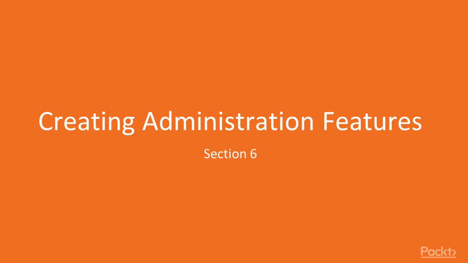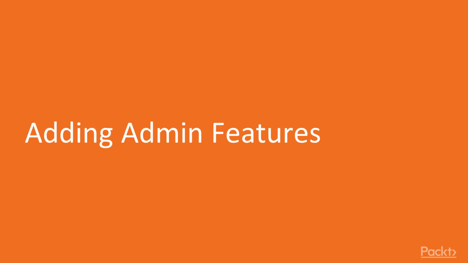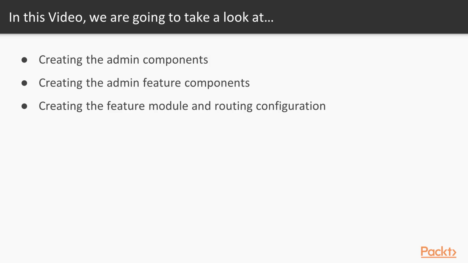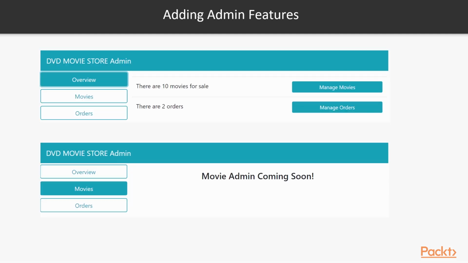Hi everyone, welcome to section 6, Creating Administration Features. To get started in this section, our first video is going to focus on adding some basic admin features, essentially creating the structure of it before we could add the components. This will involve creating the base admin components, creating the base feature components, and then creating the feature module and routing configuration needed. When we are done, we'll be able to see some visuals such as these, where you can see the banner that we have for the administration section and links for an overview section, movies, and orders.